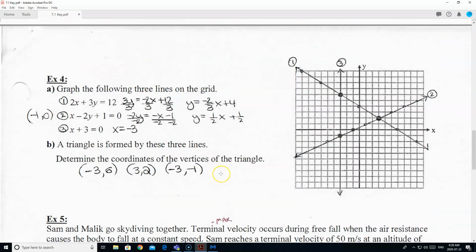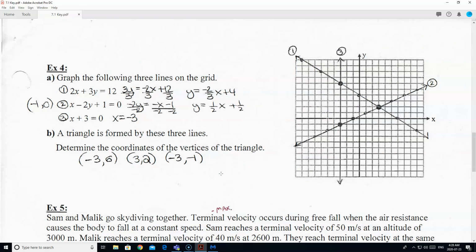All right. So example 4, graph the following 3 lines on the grid. Okay, so by now, hopefully, since we did chapter 5 and 6, graphing is pretty straightforward. Hopefully you got that down now. Well, that's not true. It's not really straightforward. Sometimes it can get confusing, but hopefully by now you have a grasp on it.